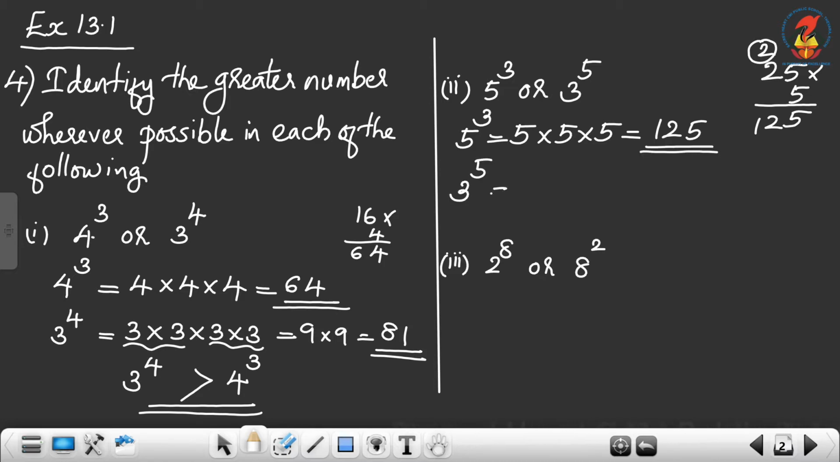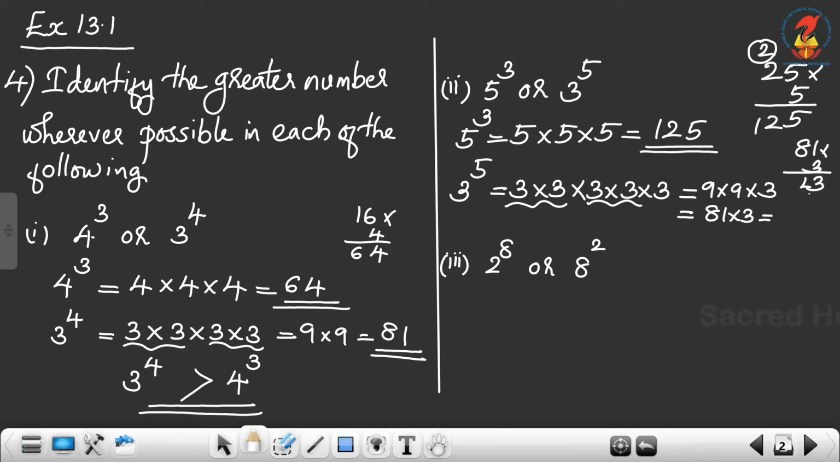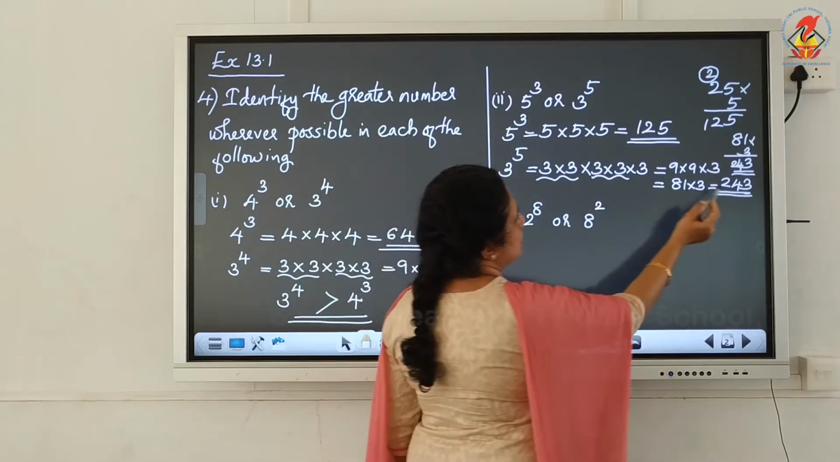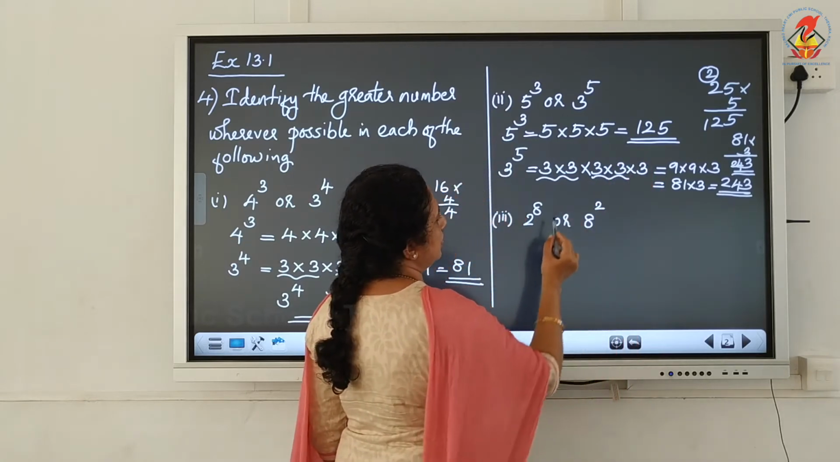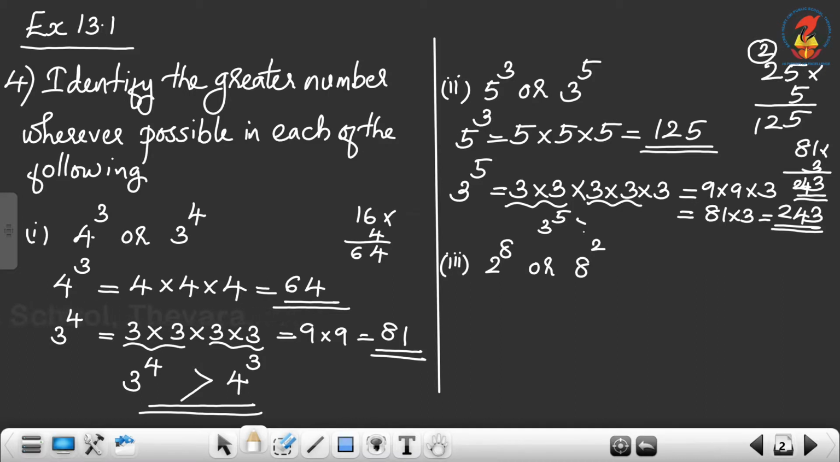Then 3 raised to the power 5 equal to 3 into 3. 3 is repeated how many times? 5 times. 1, 2, 3, 4, 5. 3 threes are 9. Again 3 into 3, 9. So 9 into 9 into 3, 9 nines are 81. 81 into 3 is 243. So 3 raised to 5, the value is 243, and 5 raised to power 3, the value is 125. Which one is greater? 243 is greater than 125. So we can write 3 raised to the power 5 is greater than 5 raised to the power 3.